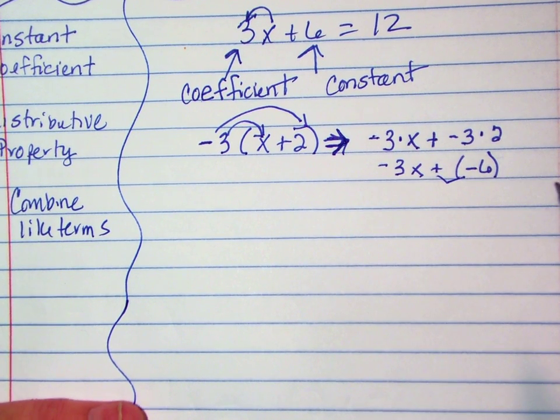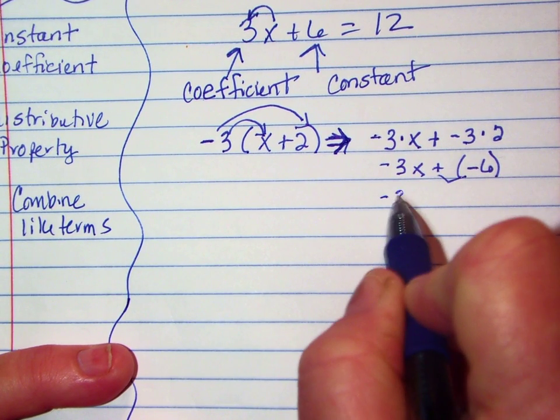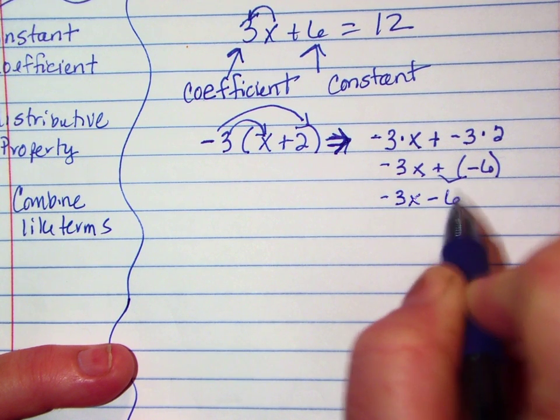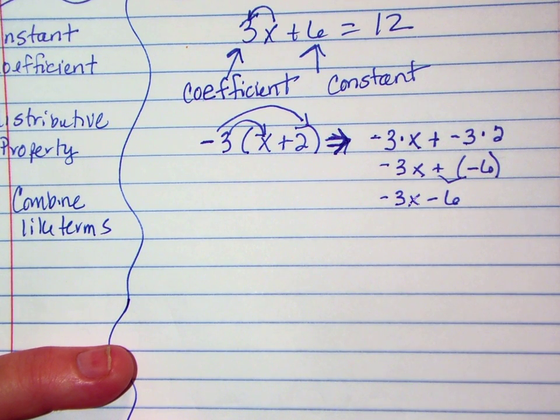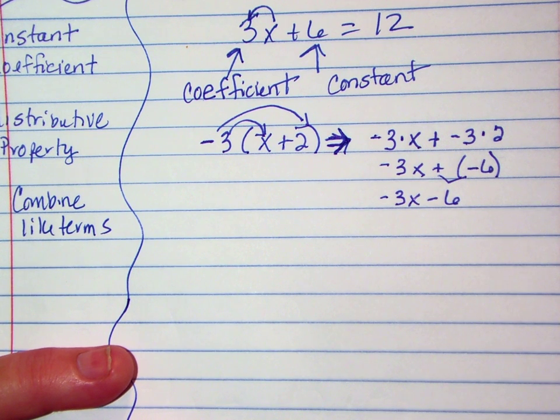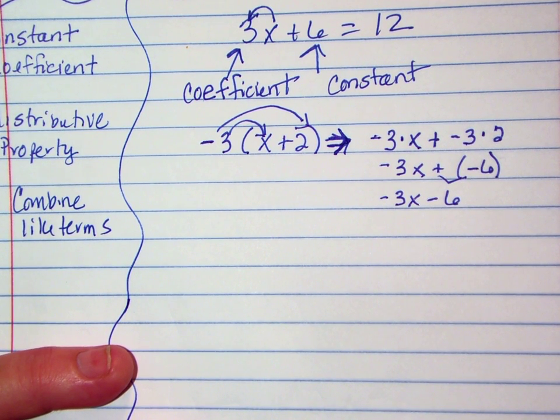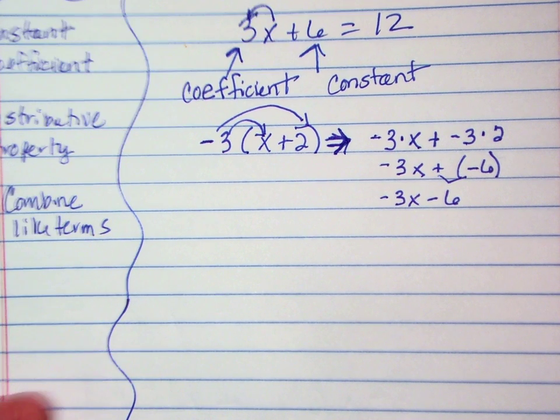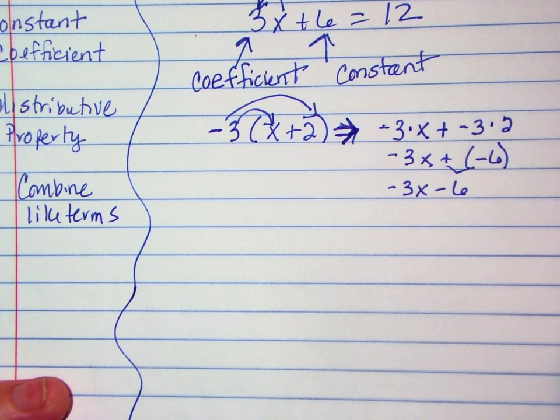It's not the way we write things, so I would rewrite this as minus 6. That would be the exact same thing because when you add a negative, you're subtracting it. So that is called the distributive property. And this is something we should know already.